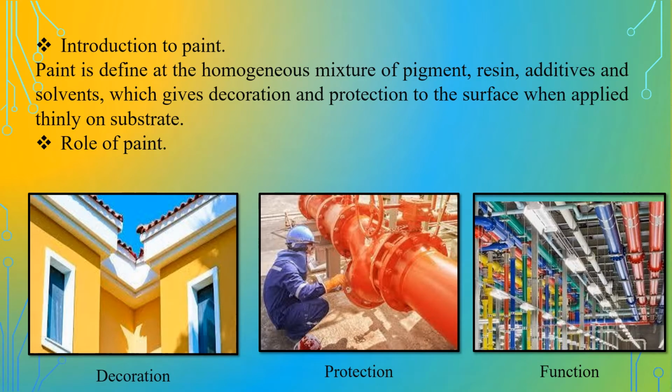So let's start from the introduction to paint. Paint is defined as the homogeneous mixture of pigment, resin, additives and solvents which gives decoration and protection to the surface when applied thinly on surfaces. This is the basic definition of paint. Particularly, paint is a combination of pigment, resin, additives and solvents. These are the four main ingredients used for the manufacturing of paint.